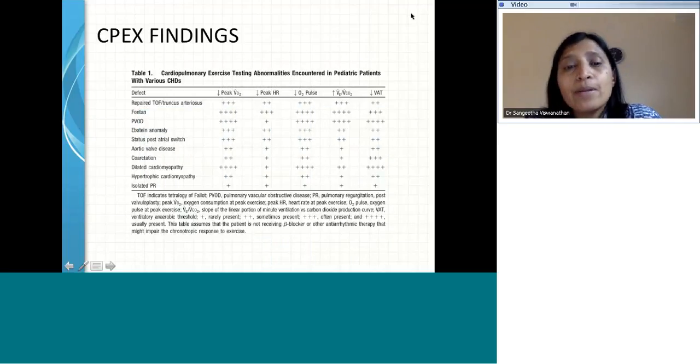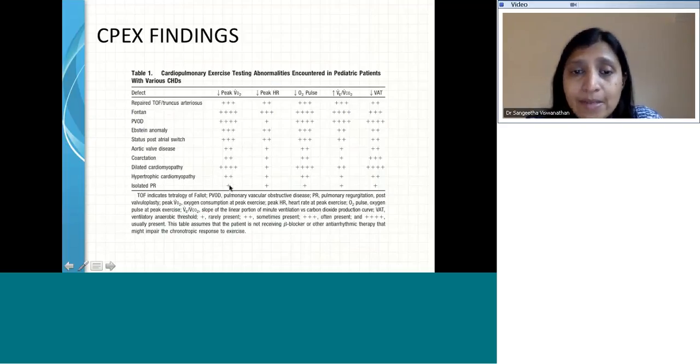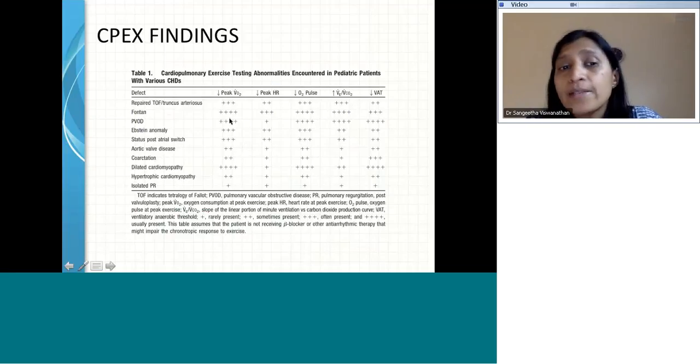There is published data on the CPEX findings in various congenital heart diseases. This is a table which looks at quite a variety of CHD, and the pluses indicate how commonly these abnormalities are found. Take decreased oxygen consumption, for example. This is rarely seen in things like isolated PR, maybe sometimes seen in coarctation, but very commonly seen in patients with Fontan circulation, Eisenmenger pulmonary vascular disease, or dilated cardiomyopathy. These subsets of patients very commonly have a reduced oxygen consumption.